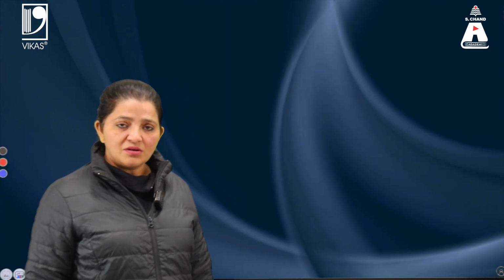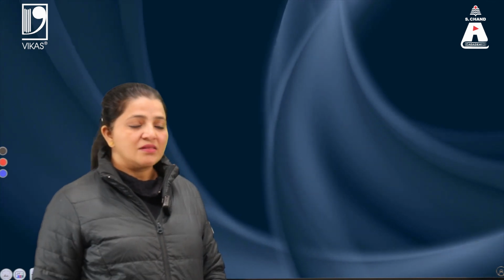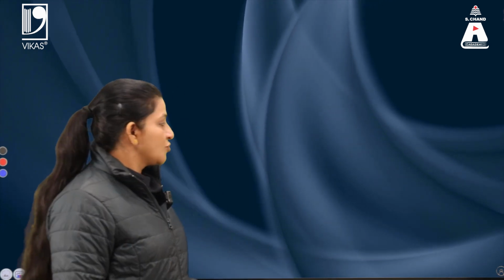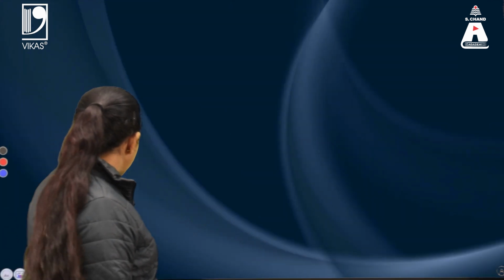Welcome to S. Chand Academy. So till now we have understood what the PN junction is, how it operates when there is forward biasing, and then reverse biasing. Now we will understand the IV characteristics and some of the applications of the PN junction. So what are the IV characteristics of this PN junction?